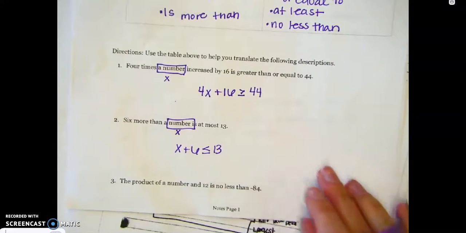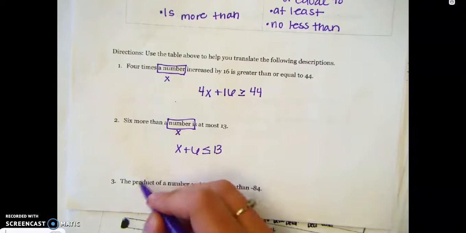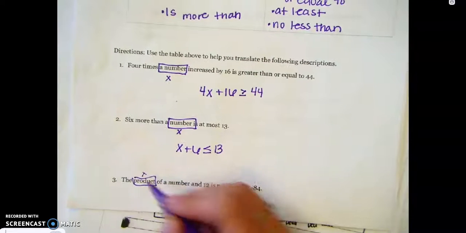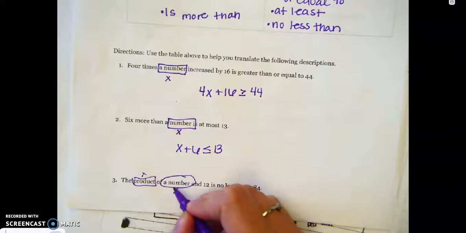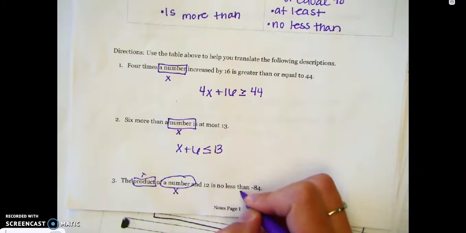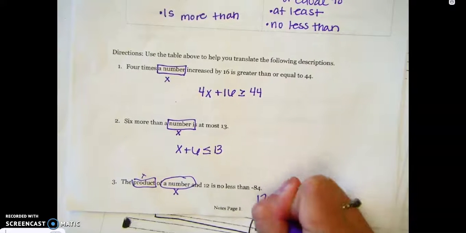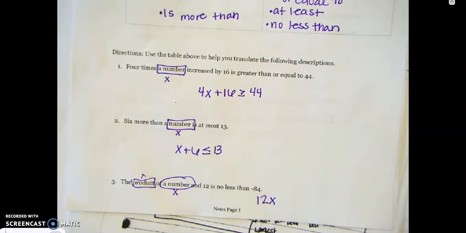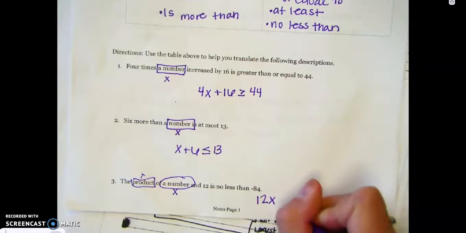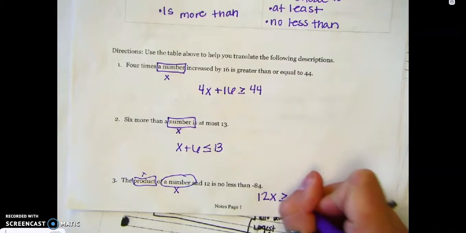The product of a number and 12 is no less than 84. Product means to multiply. A number, I'm not sure what that is, so I'll call it x. The product of a number and 12 is 12x. No less than means it can't be less than 84. So this side has to be greater than or equal to 84.